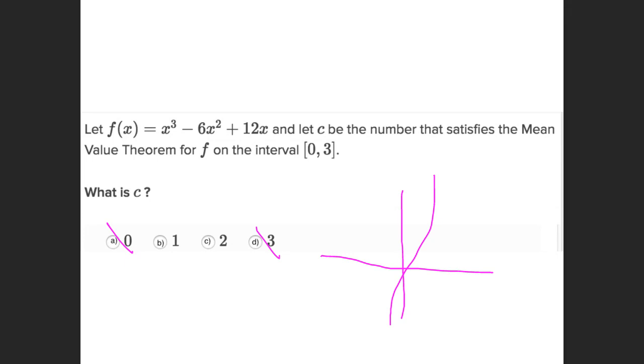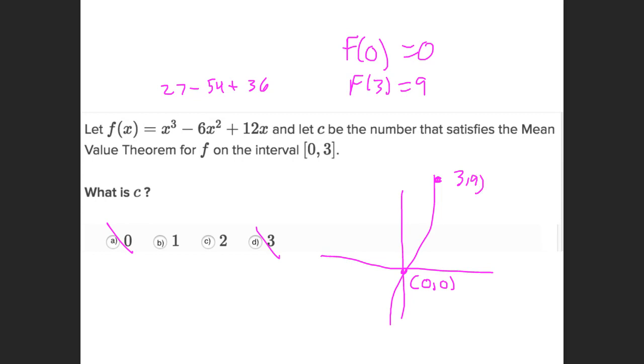All right, so I need to know what the value is at 0. That's pretty easy because you put 0 in here, that's all zeros, so that's going to be 0. So 0, 0 is a point. And then if I put 3 in here, is that 27 minus 54 plus 36? So that's 9. Is that right? All right. Phew, I got something right today. So I've got 0, 0, and 3, 9.